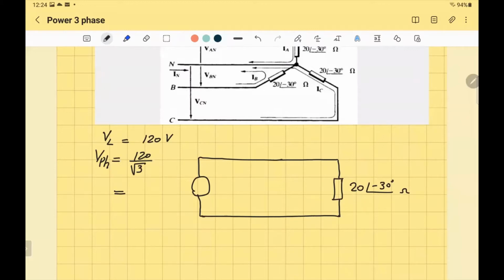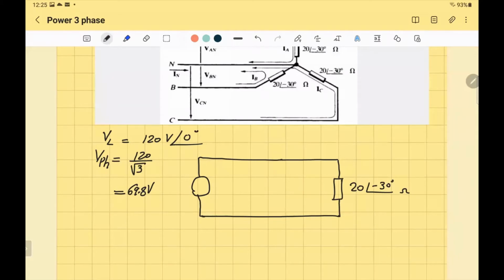That will give us 69.28 volts. Now the angle. If you assume that the line voltage is on angle 0, and that's always the case, the first line to line voltage would be at angle 0, then negative 120, negative 240, and so on. So you should know the relationship between line voltage and phase voltage or the angle.